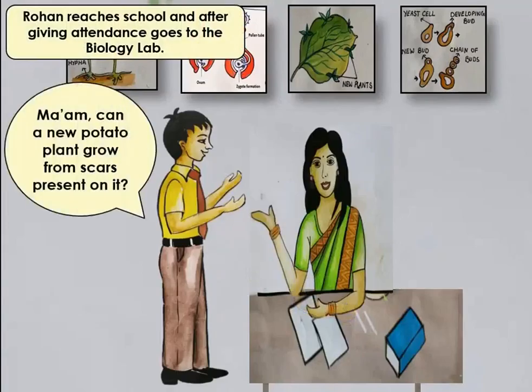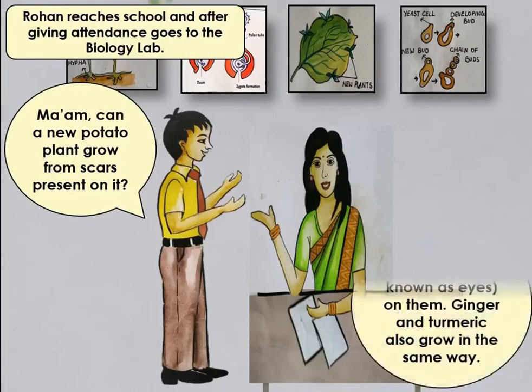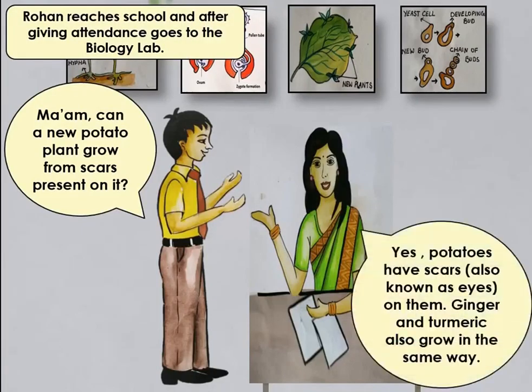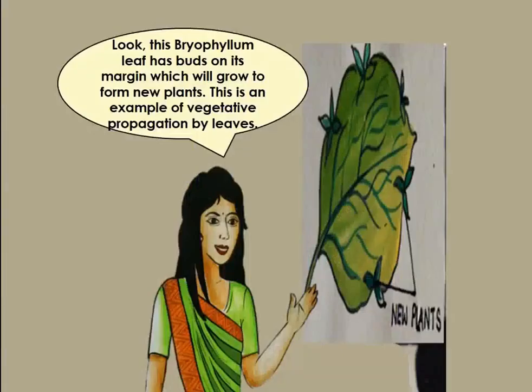Ma'am, can a new potato plant grow from scars present on it? Yes, Rohan. Potatoes have scars on them, which are also known as eyes. Ginger and turmeric also grow in the same way. Look here. This is a bryophyllum leaf. It has buds on its margin, which will grow to form new plants. This is an example of vegetative propagation by leaves.